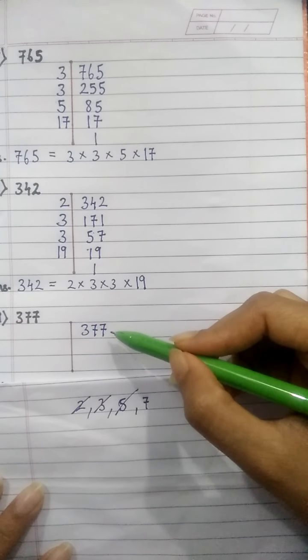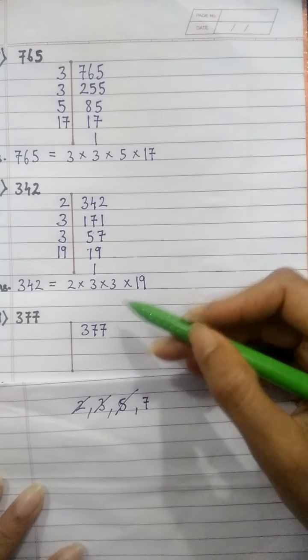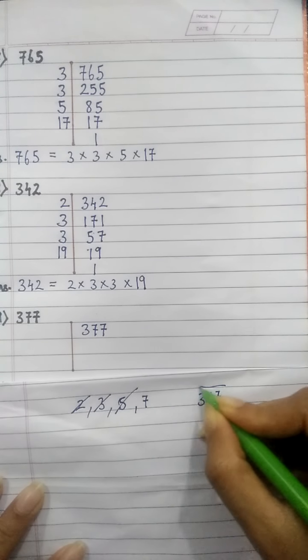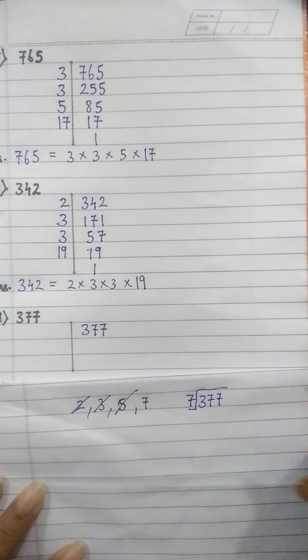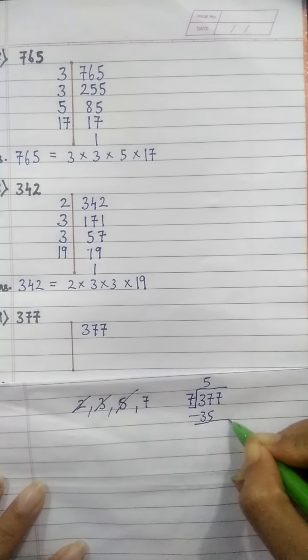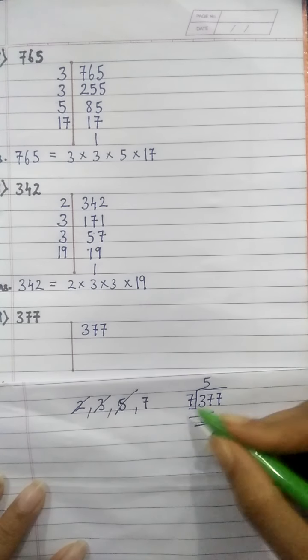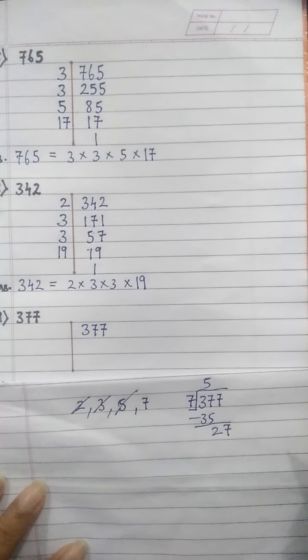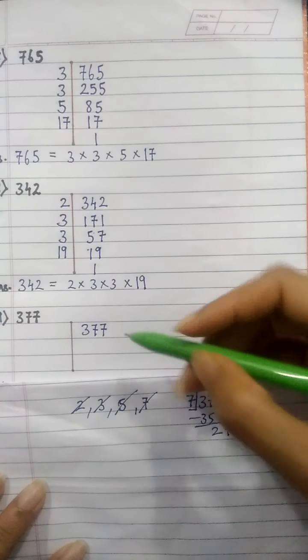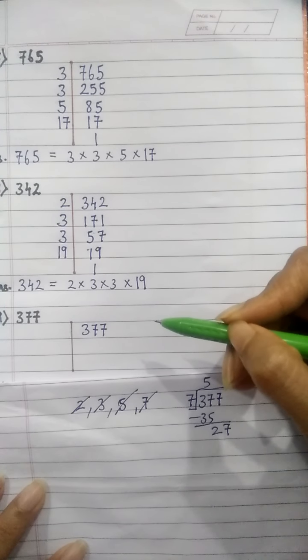Now we will have to check whether 7 can divide 377. 377 divided by 7. 7 5s are 35. 2 remains and 7 comes down. And 27 is not coming in the table of 7 anywhere. That means 7 will also not be able to factorize 377.